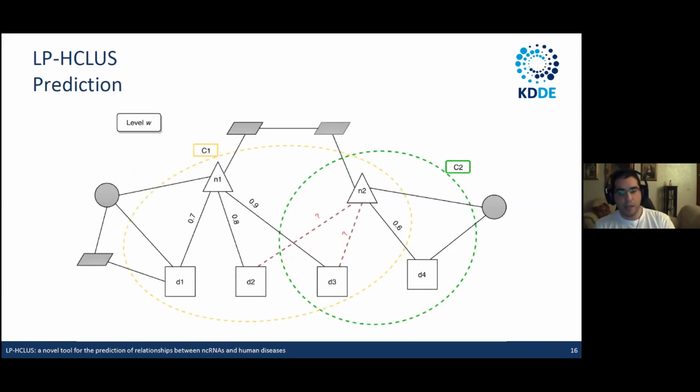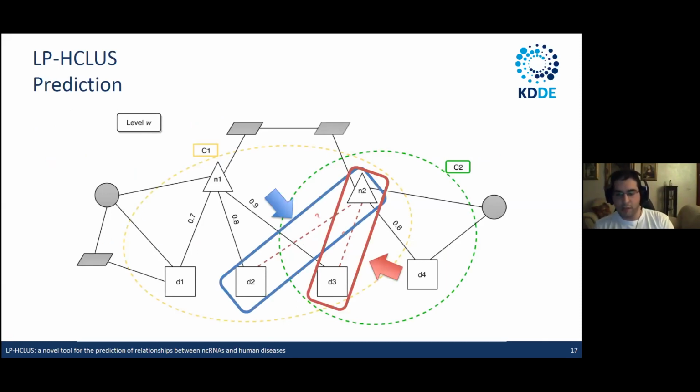So this is an example of the prediction step. And as we can see, we can spot two different new relationships. The blue one can be derived only from C1, so in this case the final score will be equal to the coherence score of C1, while the red one can be derived from both C1 and C2. So in this case, LP-HCLUS will adopt one of the combination strategies.